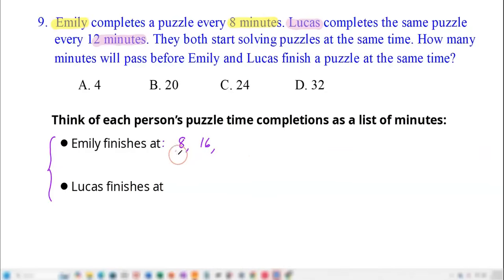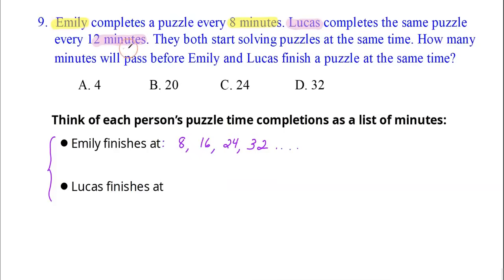So the first time she completes a puzzle, 8 minutes. Then she starts over and begins another puzzle. Another 8 minutes pass. So that's a total of 16 minutes. And I just keep adding 8 each time. So 16 plus 8 is 24 minutes. And another 8, that's 32 minutes. I just keep going. Let's use the same thinking to make a list of minutes for Lucas.